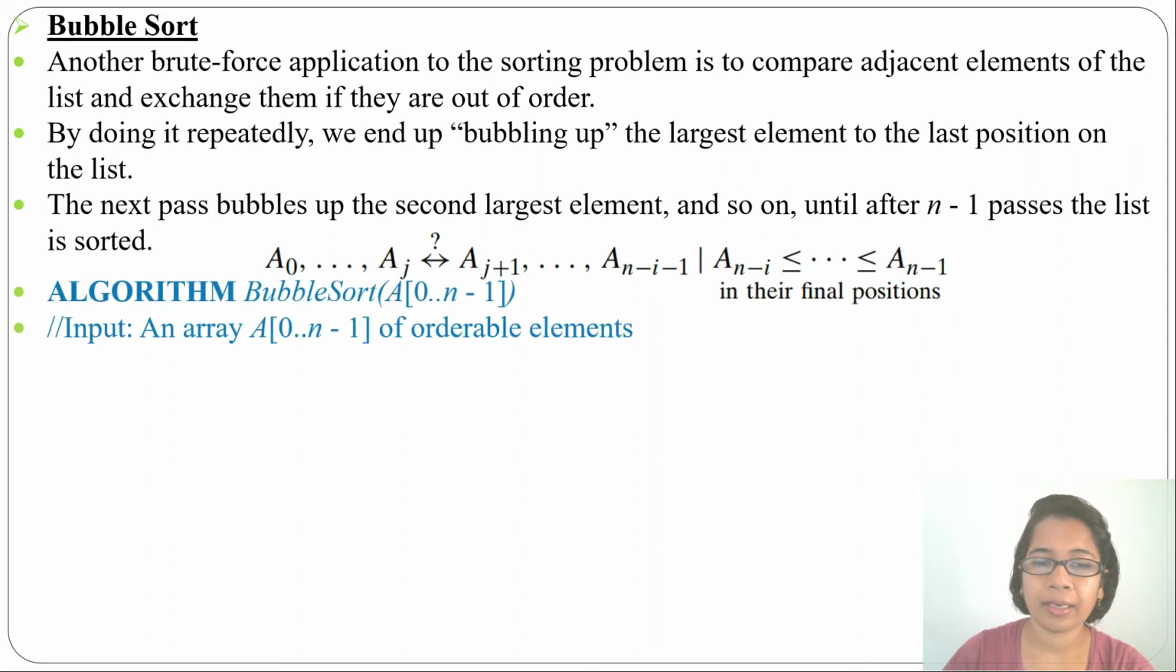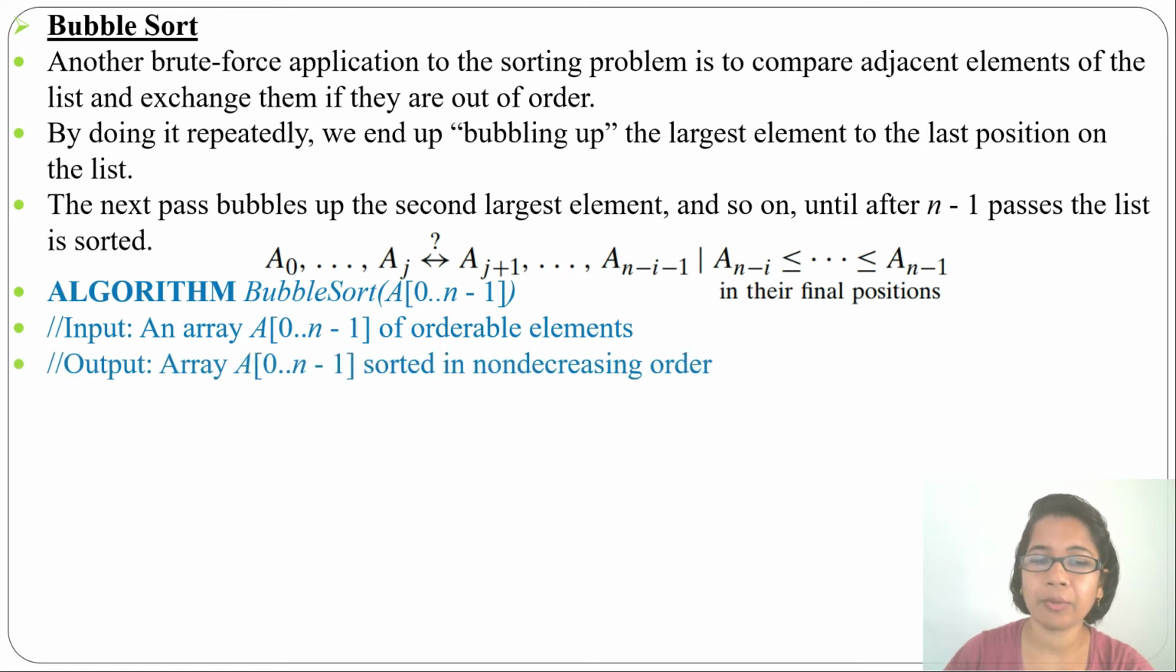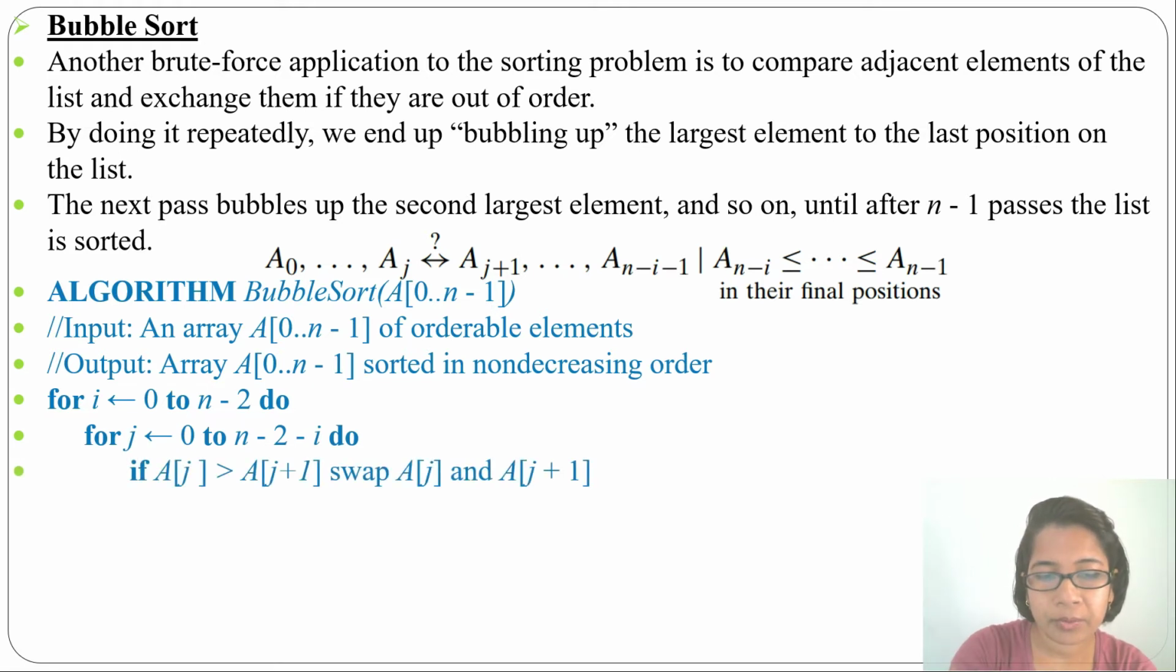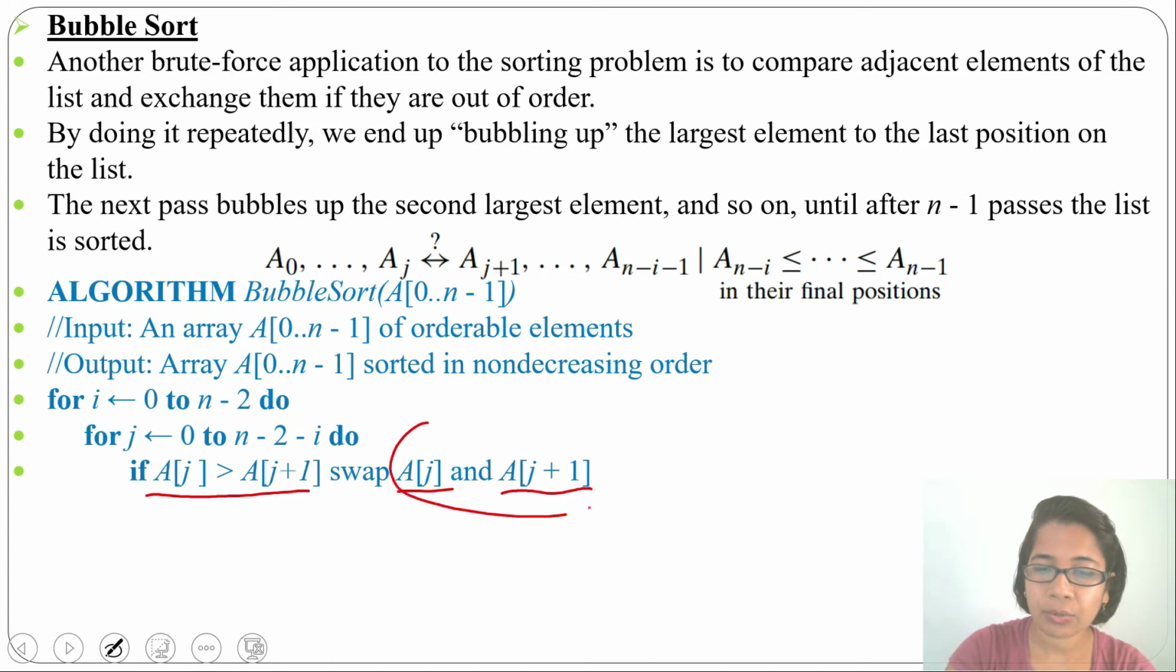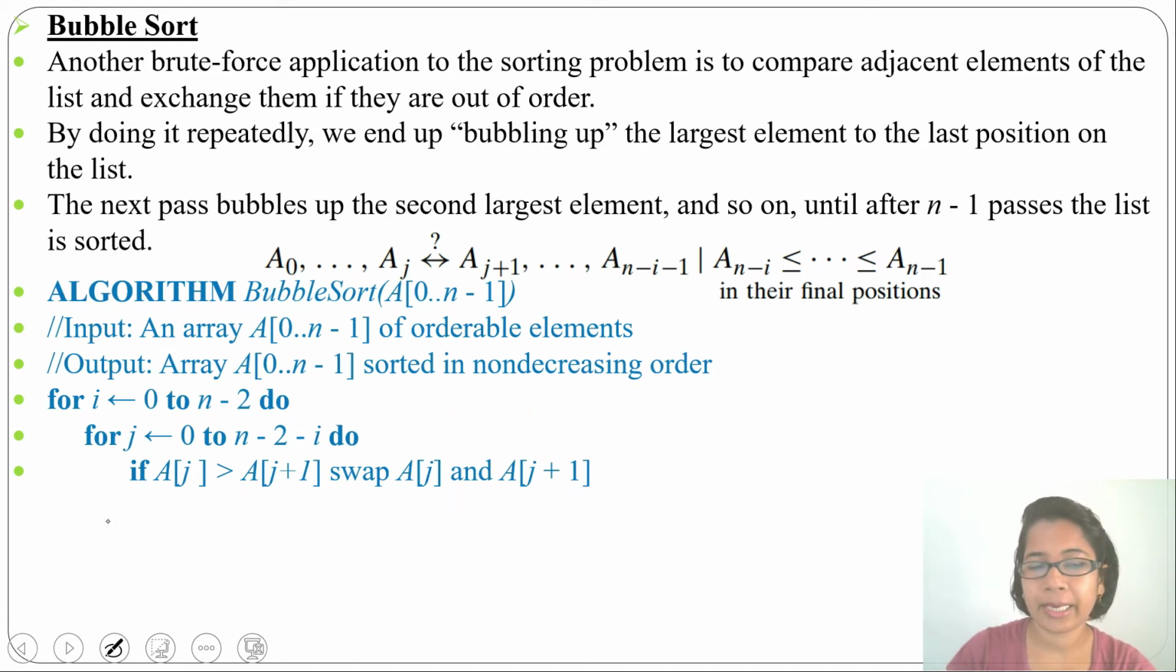Input is the array of orderable elements, indexed from 0 to n minus 1, and output will be the same array in increasing order. So for i from 0 to n minus 2, for j from 0 to n minus 2 minus i, if a of j is greater than a of j plus 1, swap a of j and a of j plus 1. By this swapping, the largest element will bubble up and reach its position. I will discuss an example on the next page.